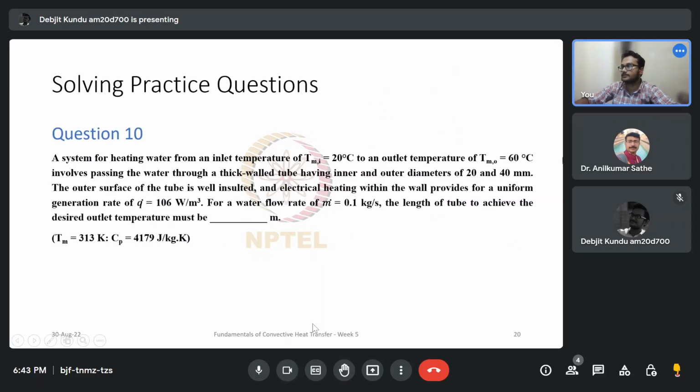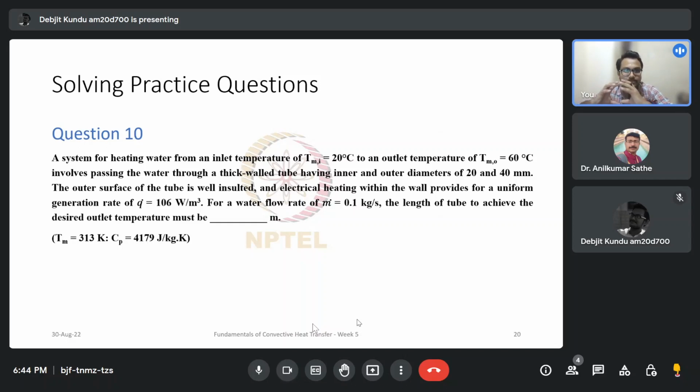Okay, moving on to the last question of today's session, question 10. This is also a numerical type question where it says that a system for heating water from an inlet temperature of 20 degrees Celsius to an outlet temperature of 60 degrees Celsius involves passing the water through a thick walled tube having inner and outer diameters so and so. The outer surface of the tube is well insulated. What does this mean? Any heat that is created moves to the fluid only. Now, the electrical heating within the wall provides for uniform heat generation of Q dot equal to 10 raised to 6 watt per meter cube. Mind these units, watt per meter cube.